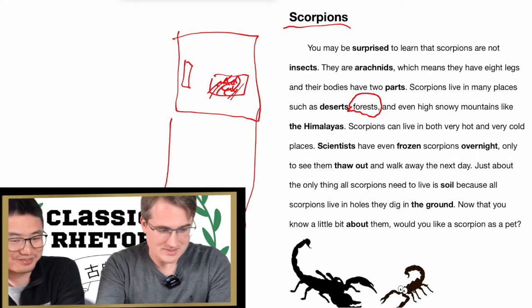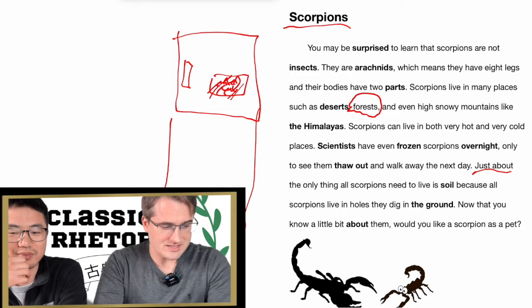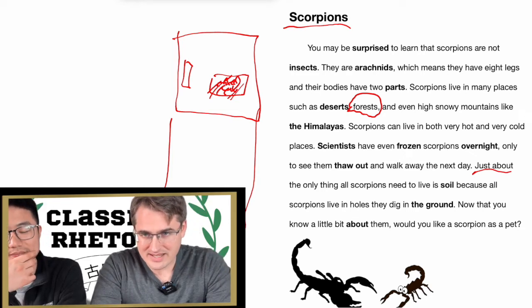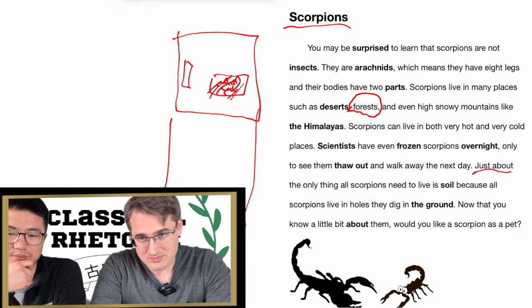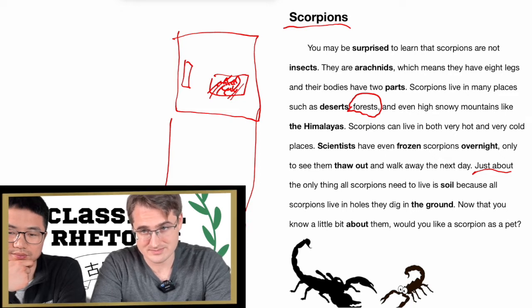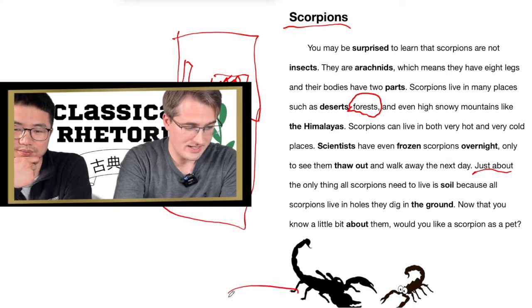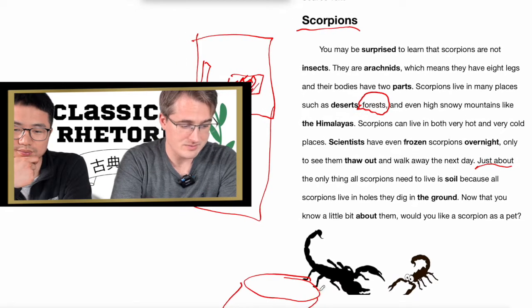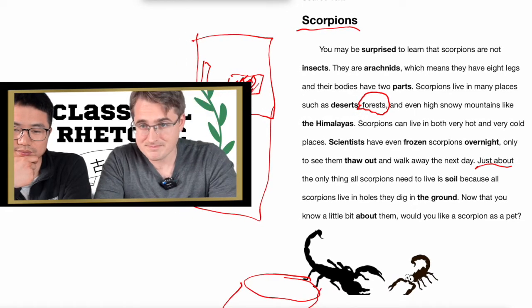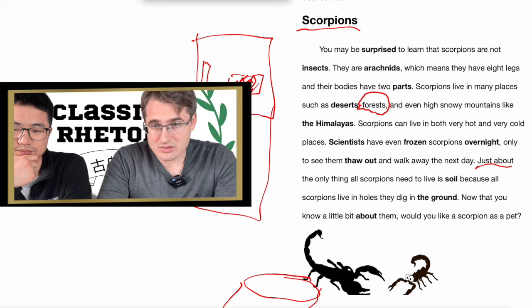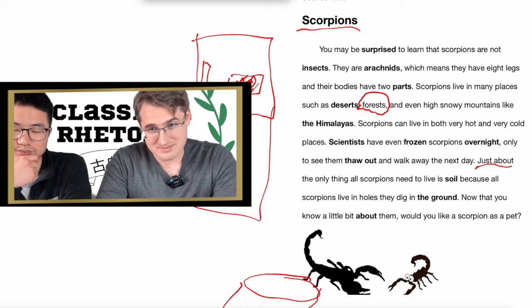Okay, starting here. Just about the only thing all scorpions need to live is soil, because all scorpions live in holes they dig in the ground. So this scorpion is going to have a little cave, a little hole here. That's his home. Now that you know a little bit about them, would you like a scorpion as a pet?